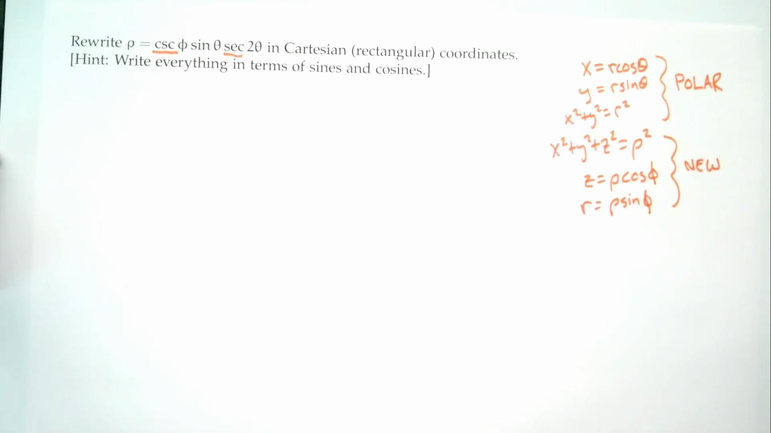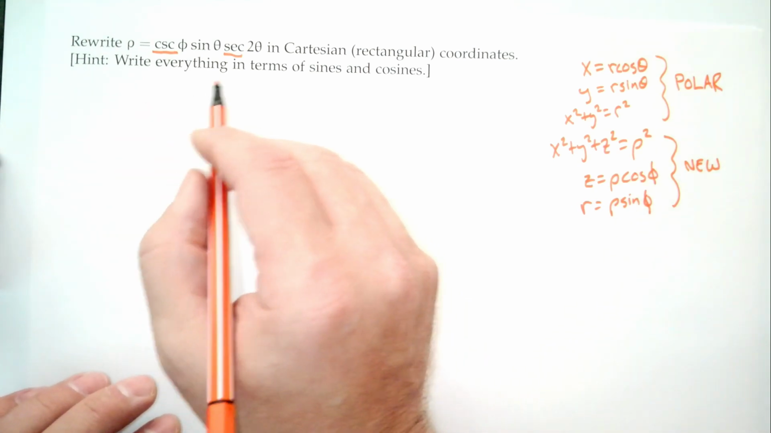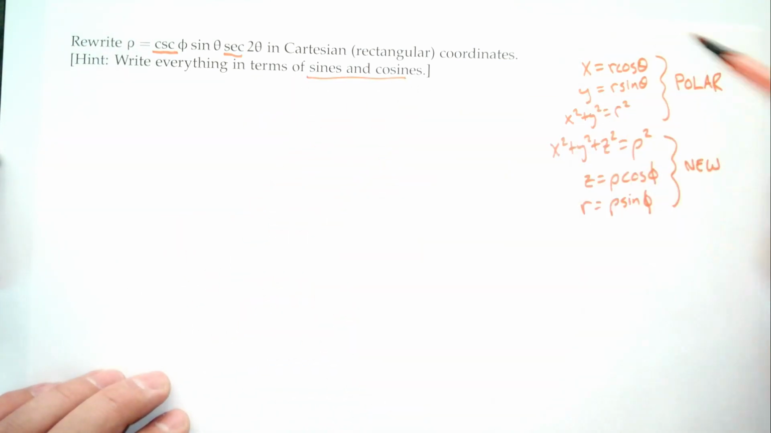Well, what we're going to do is look for certain things. If I see a rho squared, I can handle that. If I see a rho cosine phi, I can handle that. And if I see a rho sine phi, I can handle that. Now, if I end up with an r, then I switch and say, okay, let me help polar to finish it off. So, it makes sense now to put everything in terms of sines and cosines, because those formulas have sines and cosines in them.